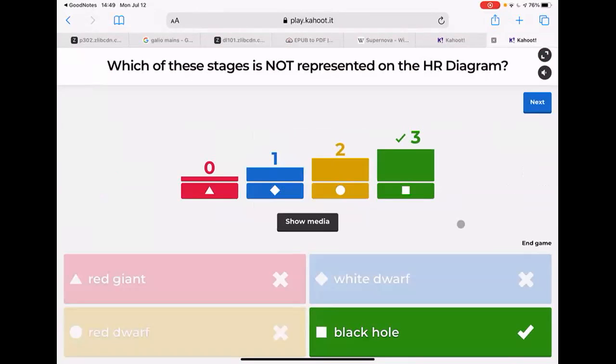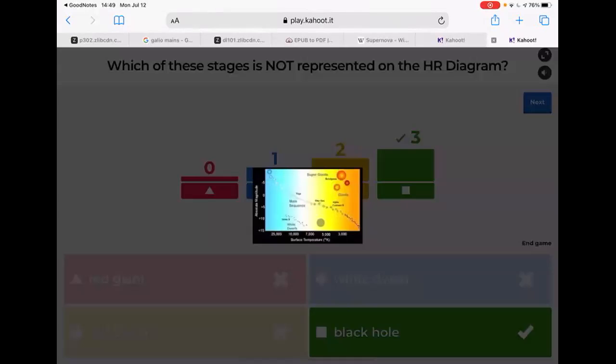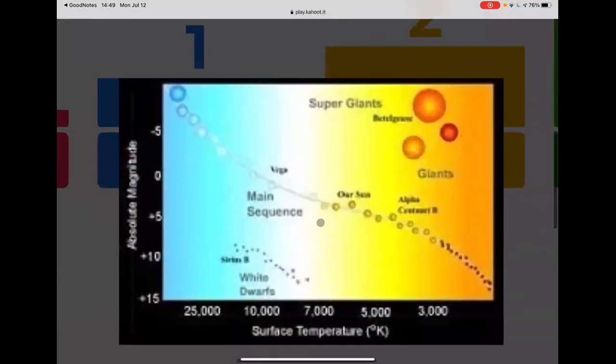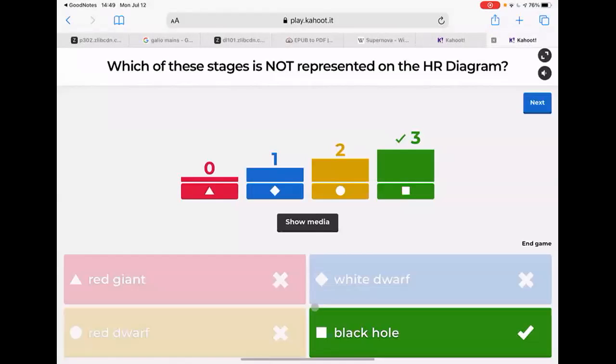Yeah. So I guess they're kind of tricking as well because a red dwarf isn't a stage, right? It's not really a stage, so I guess it's not represented on the diagram. But the for sure answer is a black hole because you can't put it on the diagram, because we don't know if it has a temperature, we don't know if it has a luminosity, right? So that's why it can't be represented. But a white dwarf is represented on the diagram, all the way down here at the bottom, where it has really low luminosity, but it's also pretty hot. So a white dwarf is represented.